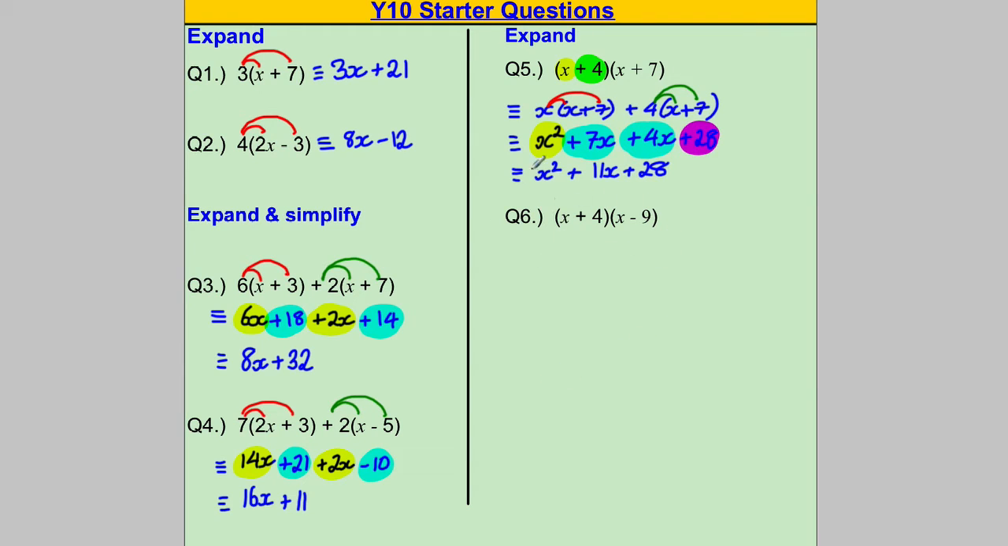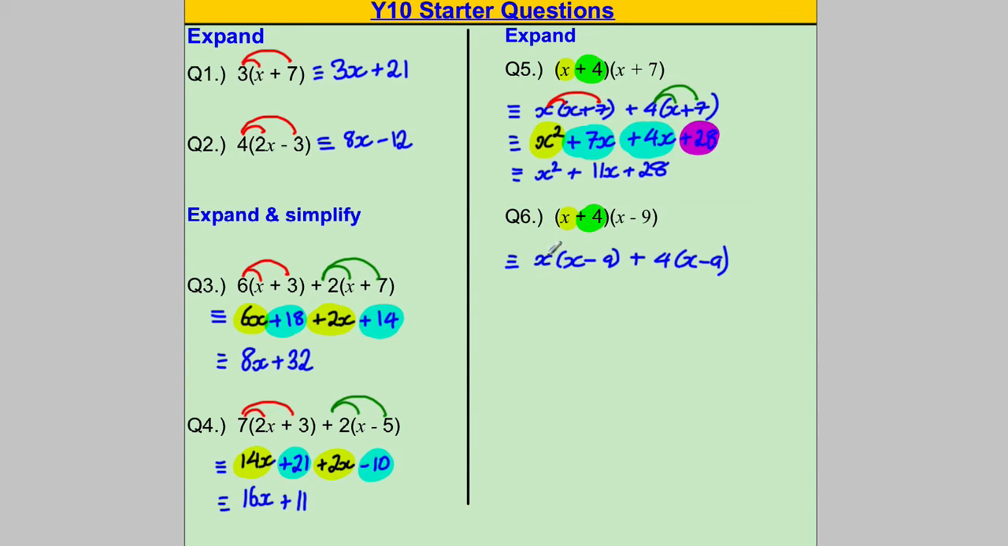Okay, let's do the exact same thing here. So what we're going to do is x multiplied by x subtract 9, and then we're going to do positive 4 multiplied by x subtract 9. Be careful with our negative numbers. So let's have a go at that. We're going to write this as x multiplied by x subtract 9, this multiplied by that, and then we'll write positive 4 multiplied by x subtract 9.